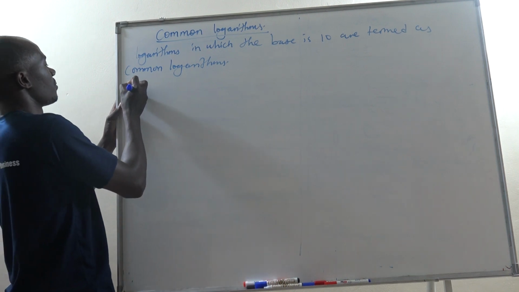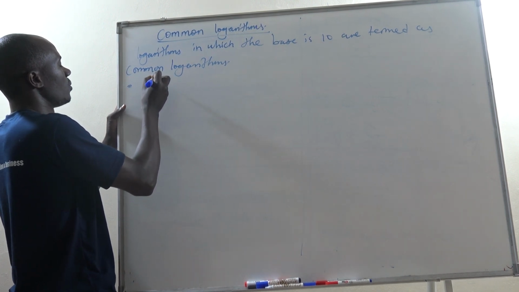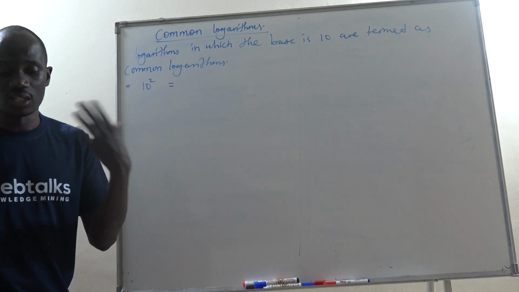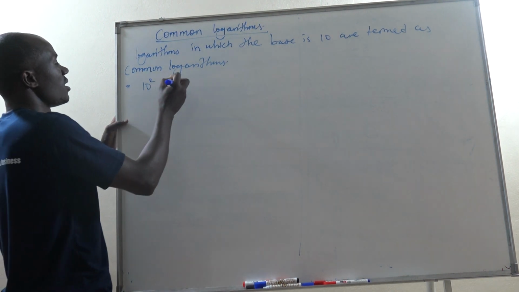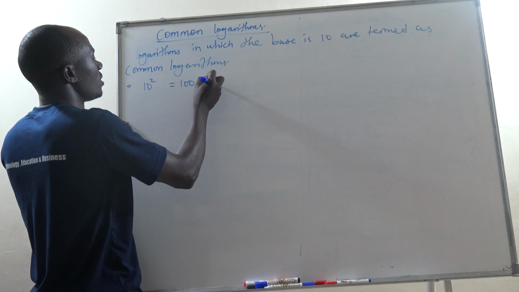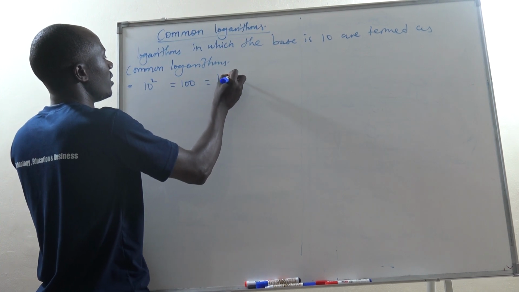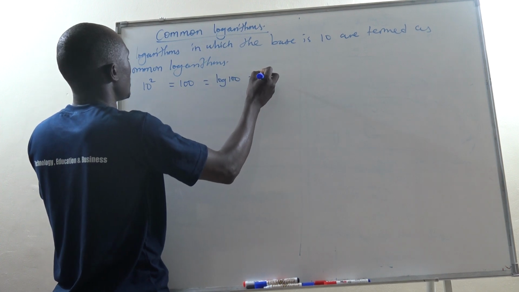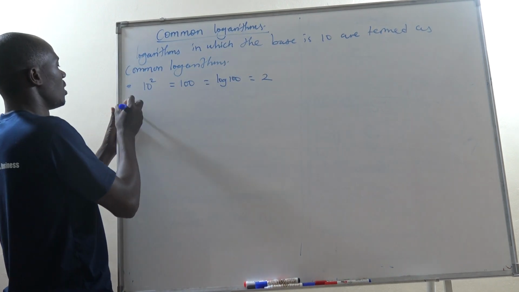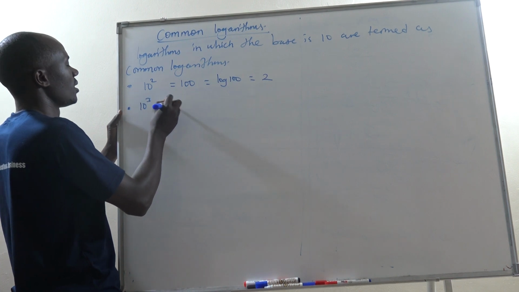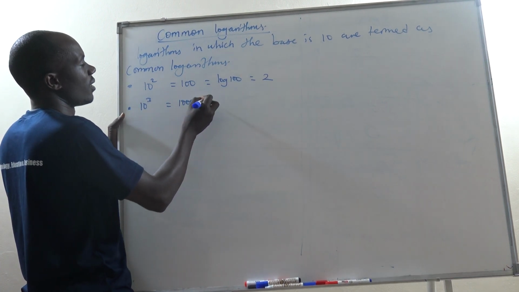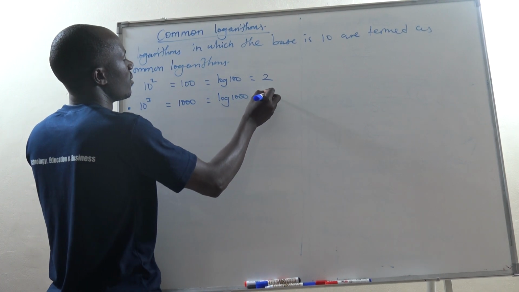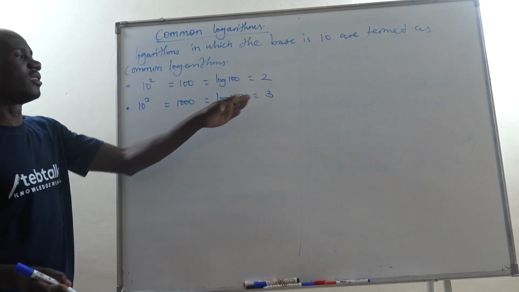Take an example. If we have 10 power 2, this is the same as 100. So when you see log of 100, just write it as log of 10 power 2, and the answer is 2. Now, another one is 10 power 3. What comes into your mind? This is 1,000. This is the same as log of 1,000, which is the same as 3. So when you see log of 1,000, just put a 3.